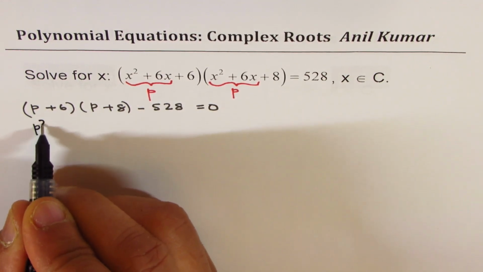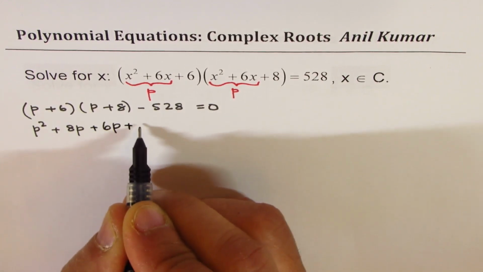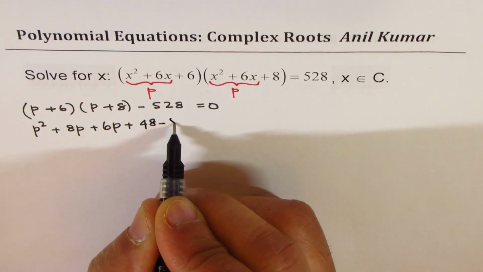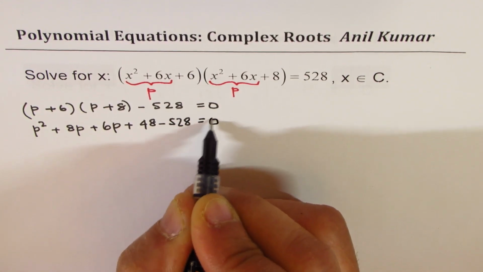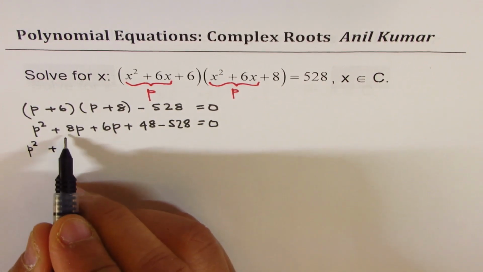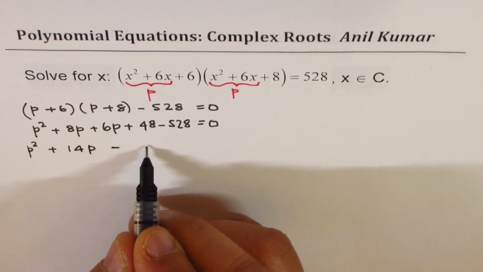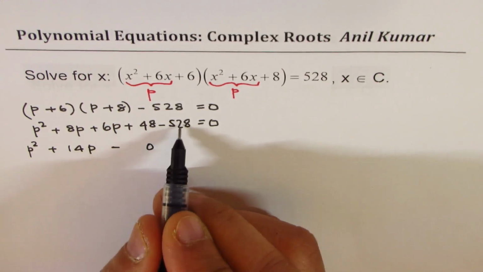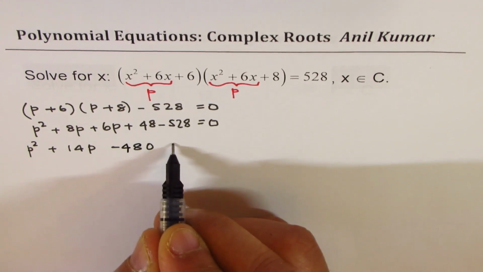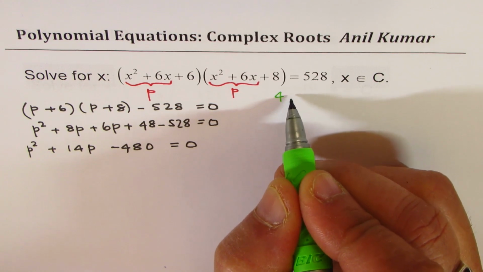Expand. We get p squared plus 8p plus 6p plus 48 minus 528 equals 0. Combine the like terms. We get p squared plus 8 plus 6 is 14p, and here we get minus 480 equals 0. We could factor this. To factor big numbers, my suggestion is to use a factoring tree.